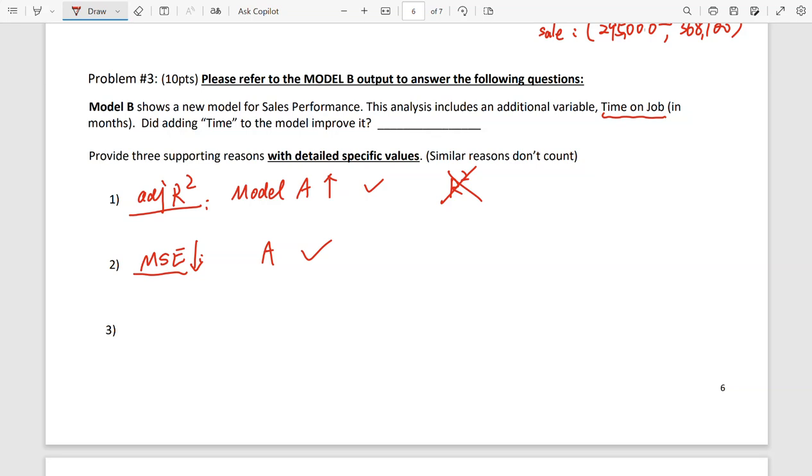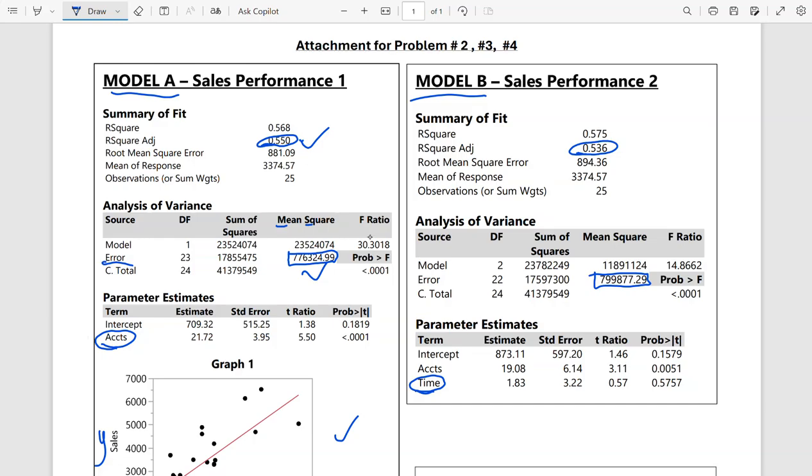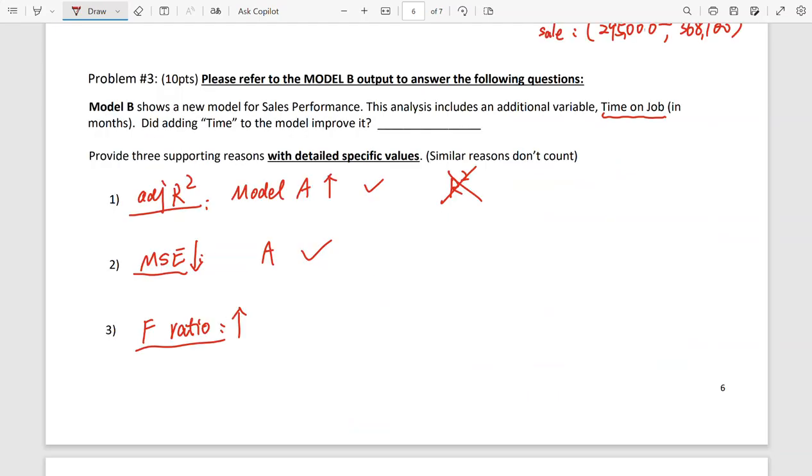Okay, so then for the third proof, normally it's optional, but this question is asking for it. So what can you use? The first one, you can use the F ratio, the F test statistic. We say the higher the F test statistic, the more significant the model is. For model A, you have 30, model B, you have 14. So which one is better? Of course, A is better.